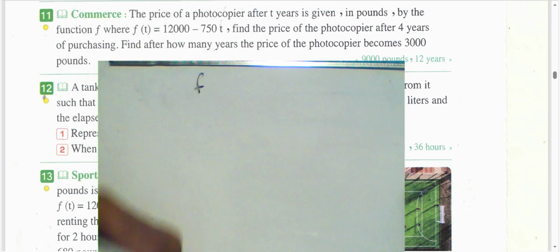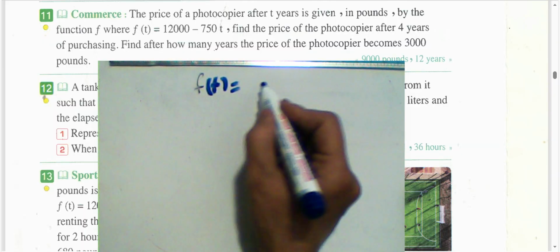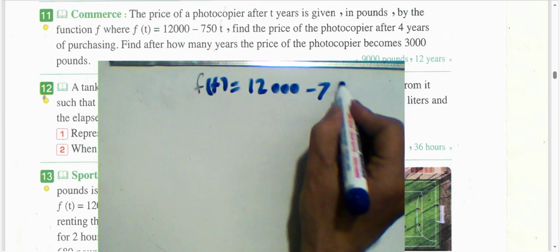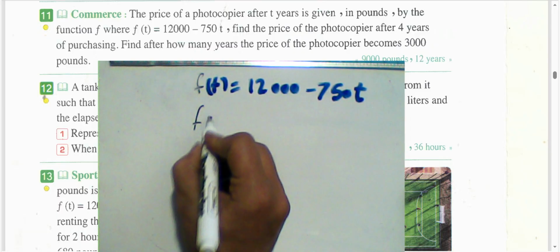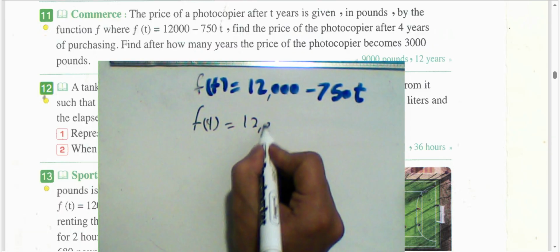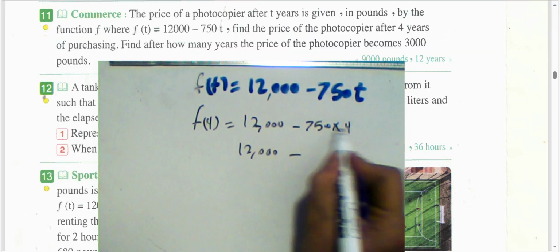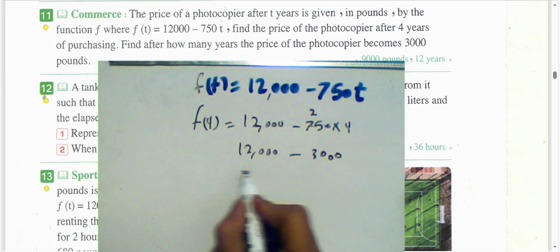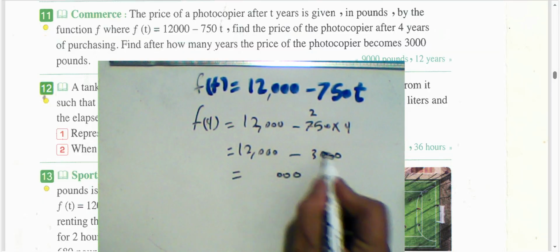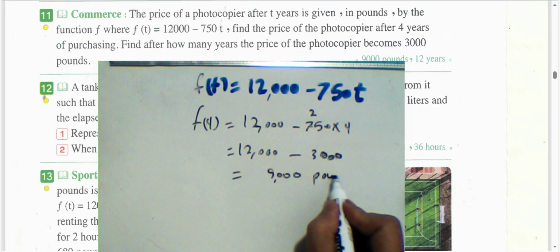First, f of 4. Okay, in this function f of t was equal to 12,000 subtracted by 750t. I will put here t equal 4. Then we have f of 4 equal 12,000 subtracted by 750 multiplied by 4. 4 times 0, 0. 4 times 5, 20, 0, and carry 2. 4 times 7, 28, 28 plus 2 equals 30. Then we can write 3, 0 here. 12 minus 3 is 9. Then the result will be 9,000. Okay, the result will be 9,000 pounds. It's the first solution.